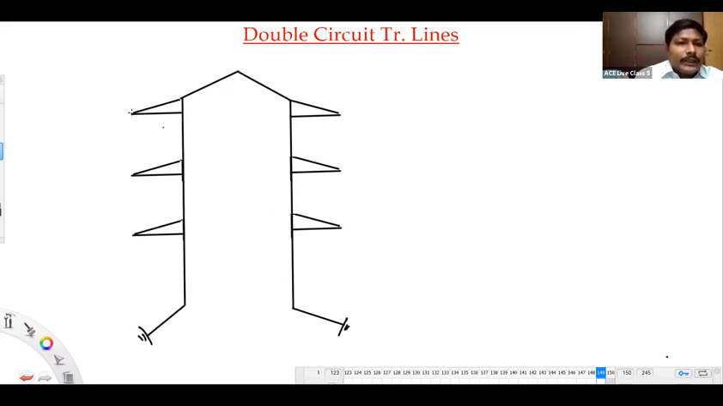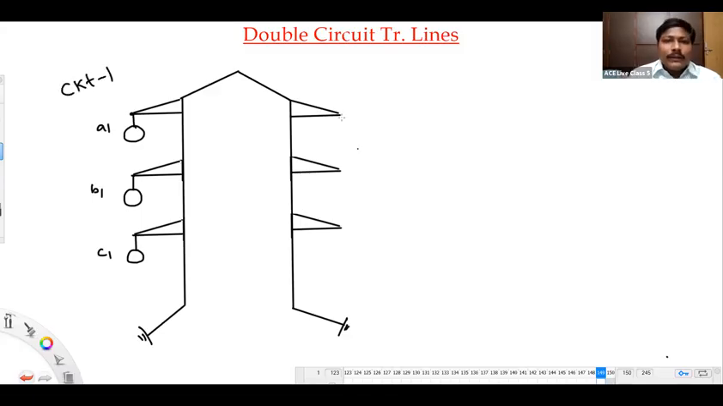Next, I will show here the conductors of circuit number 1. I can say it is A1, B1, C1. Three-phase circuit number 1. And here I am showing circuit number 2 conductors, A2, B2, C2. I am calling this one circuit number 2 conductors.